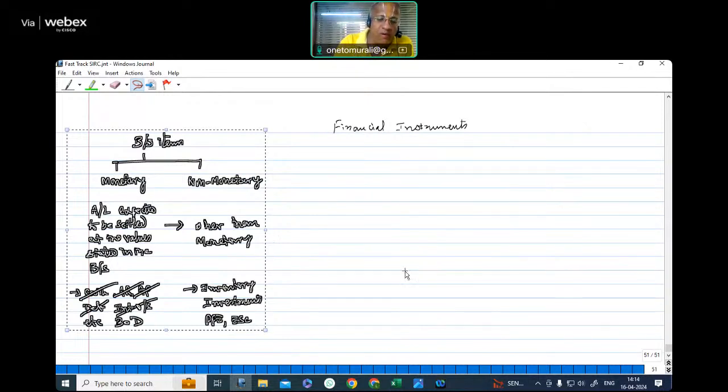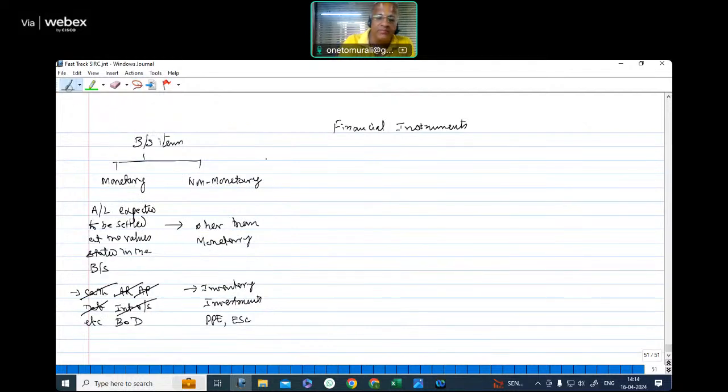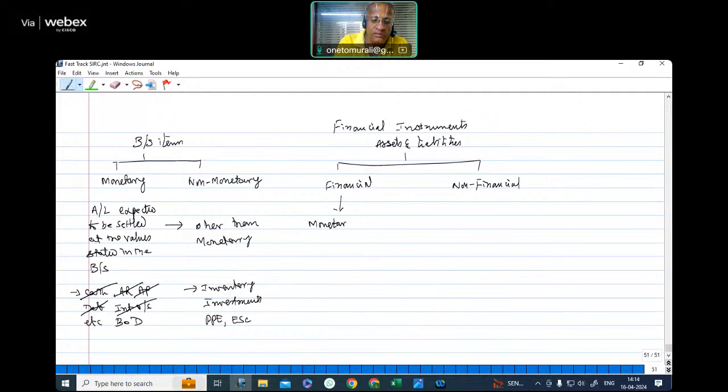Now, let us bring out an improvement in these items. Assets and liabilities are now classified as financial and non-financial. So, monetary and financial, are they one and the same? Answer is not like that, but somewhat closer. So, you can have them as monetary plus or minus some items.